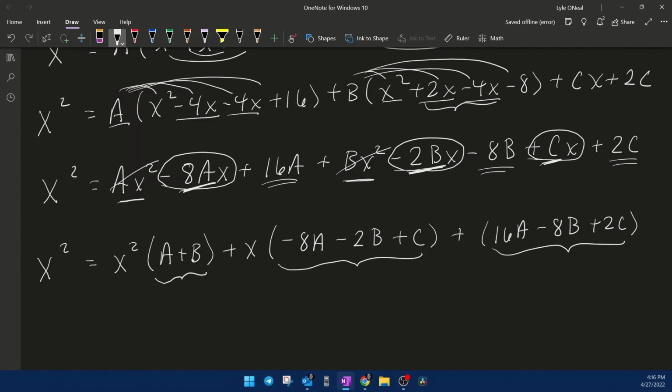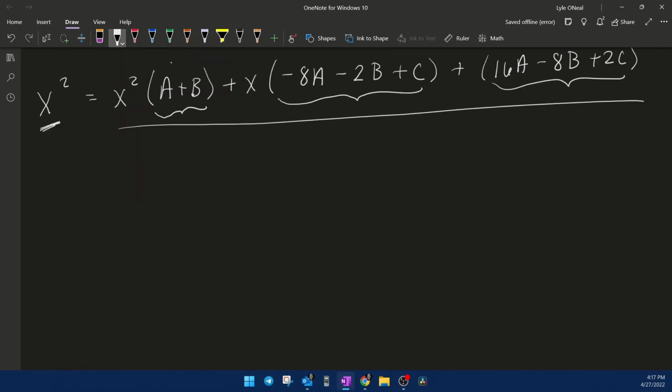This is the constant. And now for the left-hand side to equal the right-hand side, the coefficients of the variables have to match. So we can see the coefficient of x squared is 1 on the left, so we know that the a plus b would have to be 1. The coefficient of the x squared on the right would have to equal the coefficient of the x squared on the left.